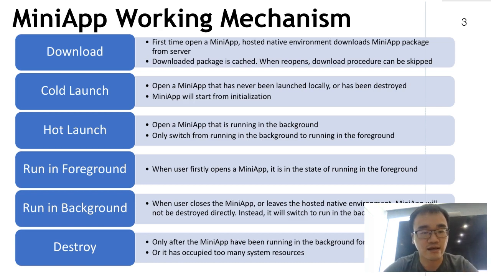And then the fourth working mechanism is running in the foreground. It means that when the user first opens a MiniApp, it is in the state of running in the foreground. And also we have the concept of running in the background. It means that when the user closes the MiniApp or leaves the hosted native environment, the MiniApp will not be destroyed directly. Instead, it will switch to running in the background.